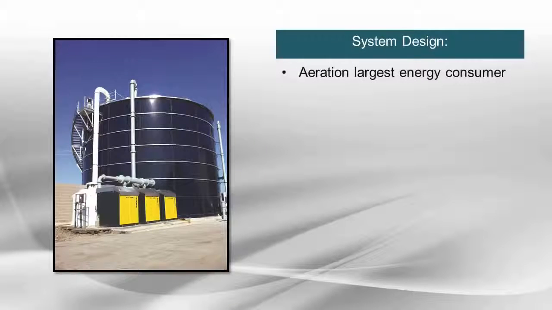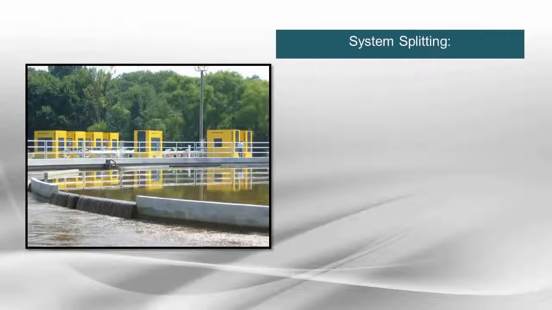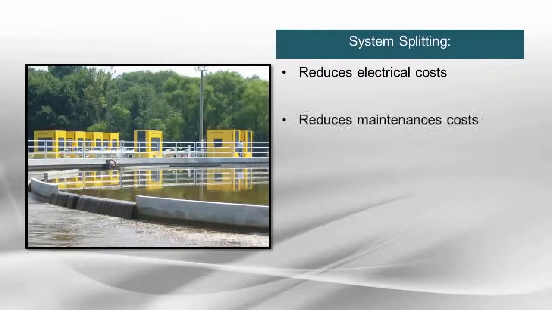With aeration being the highest energy consumer and energy being a huge portion of plant operating costs, good system design is essential. System design must go beyond the selection of blower units with efficient technologies. The blowers must be sized and controlled in concert to operate within their optimum speed ranges. Far too many blowers fail to meet their promise of efficiency because they are sized to operate in one set of conditions, but usually run in another. System splitting with adaptive control reduces both electrical and maintenance operating costs, and may even reduce the initial investment cost as well.